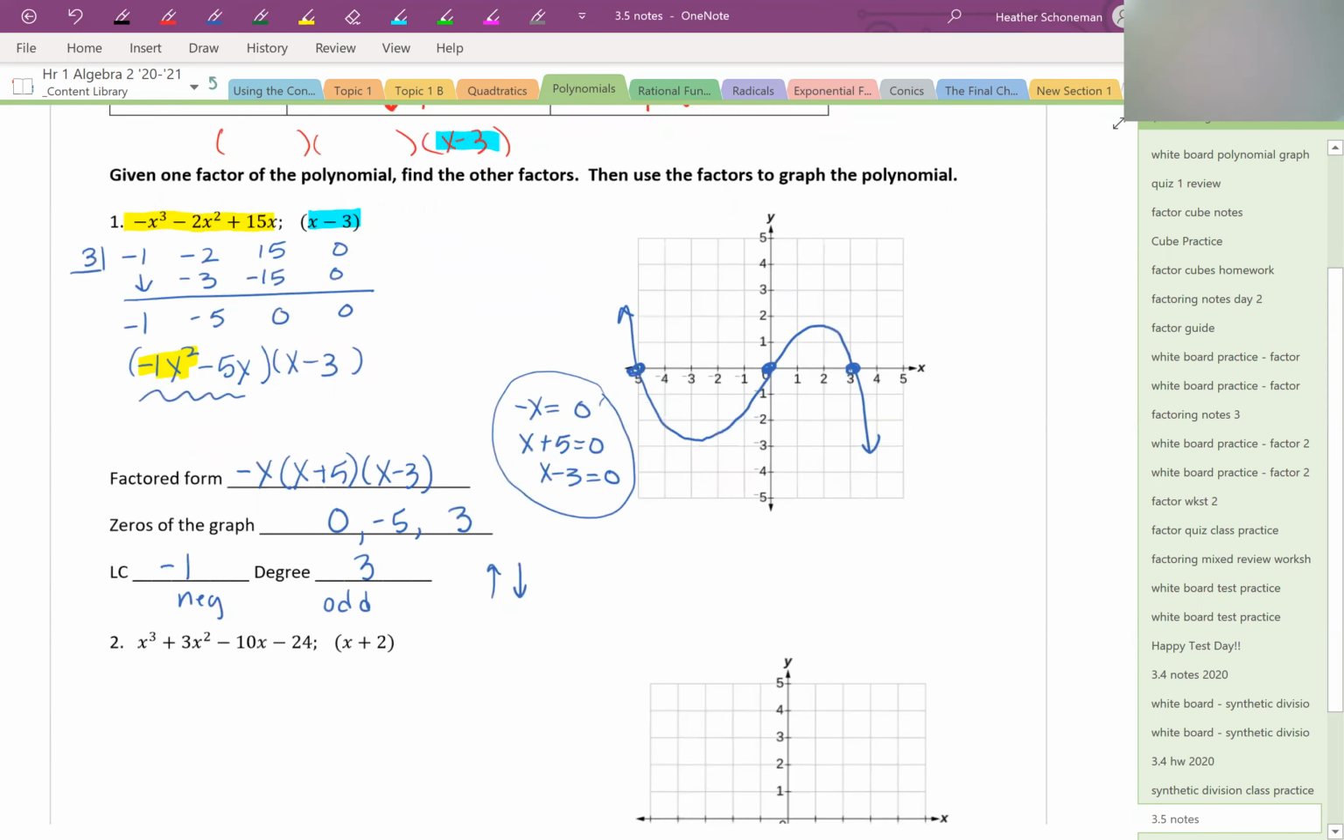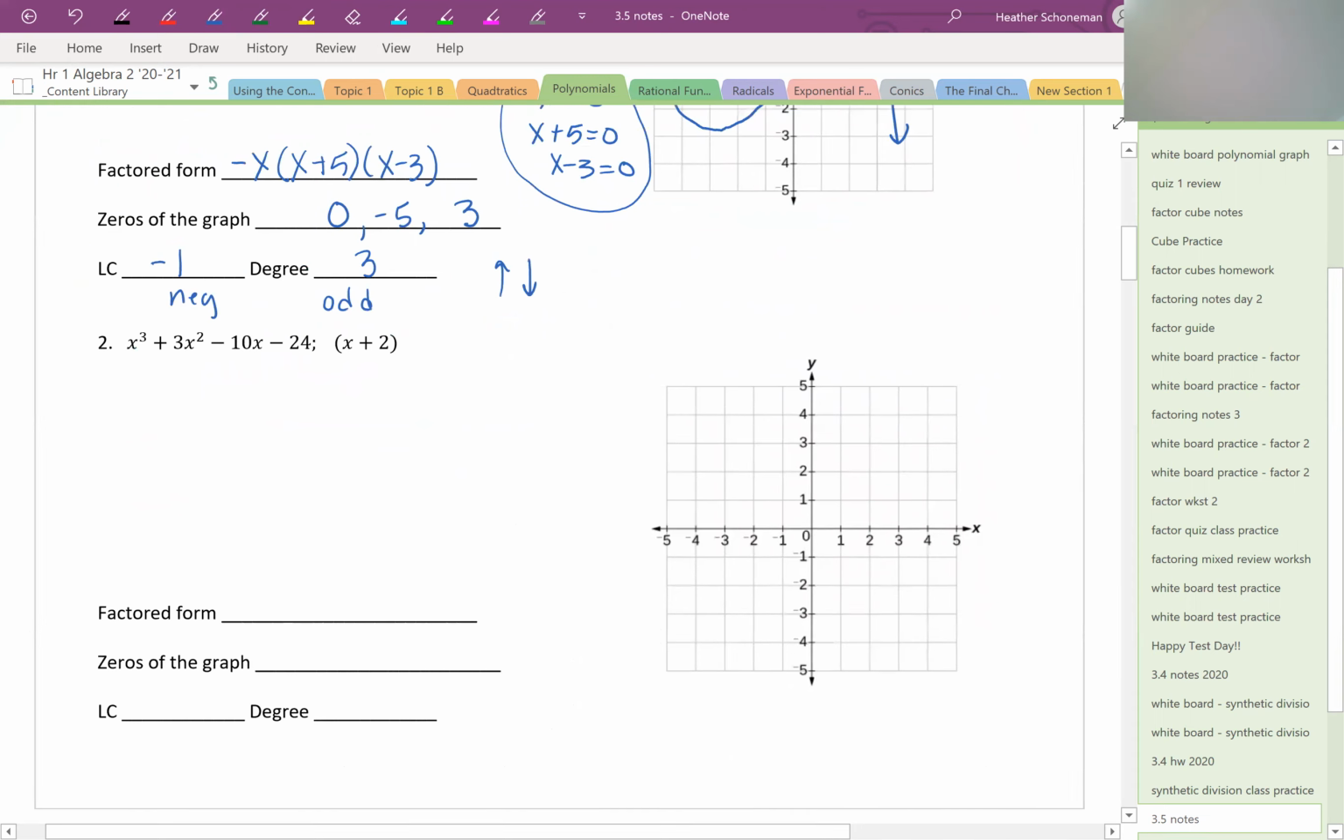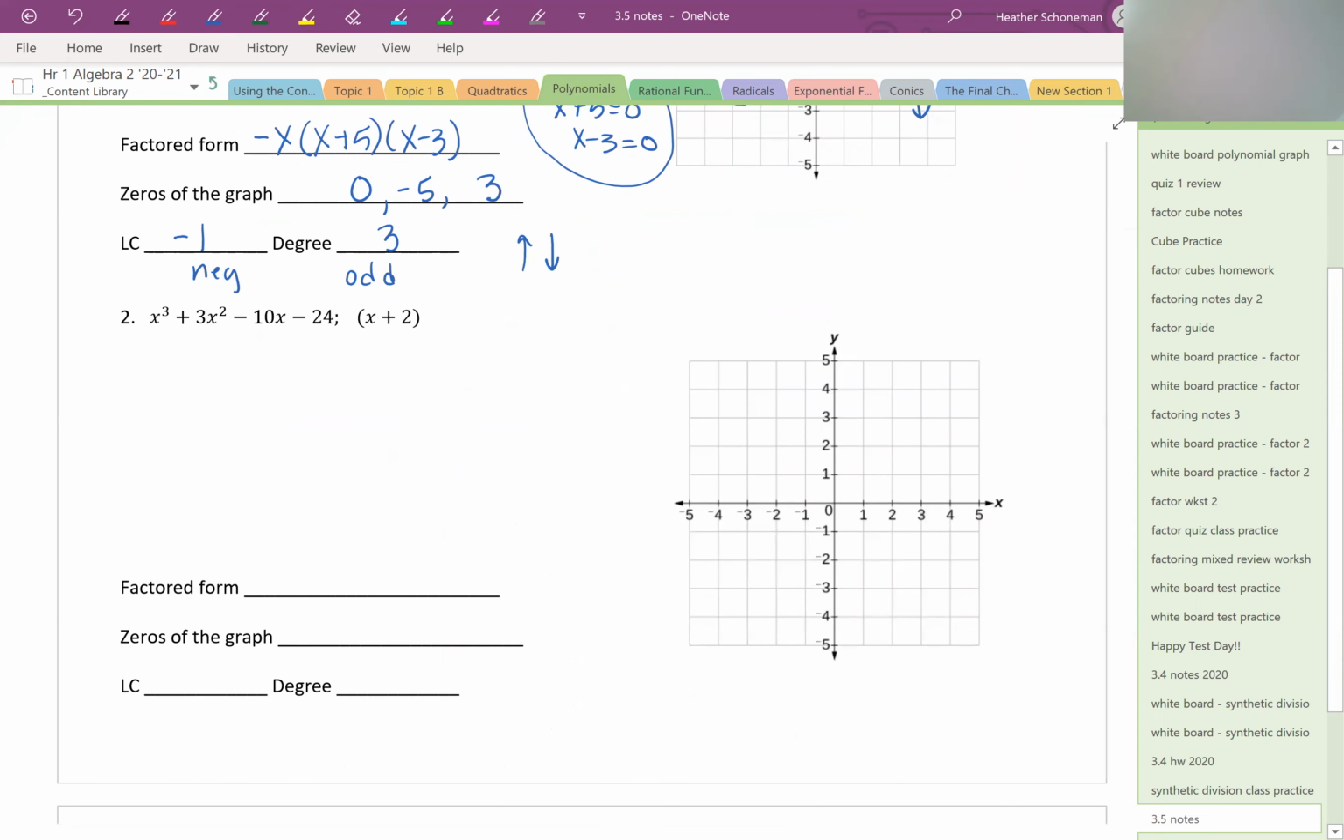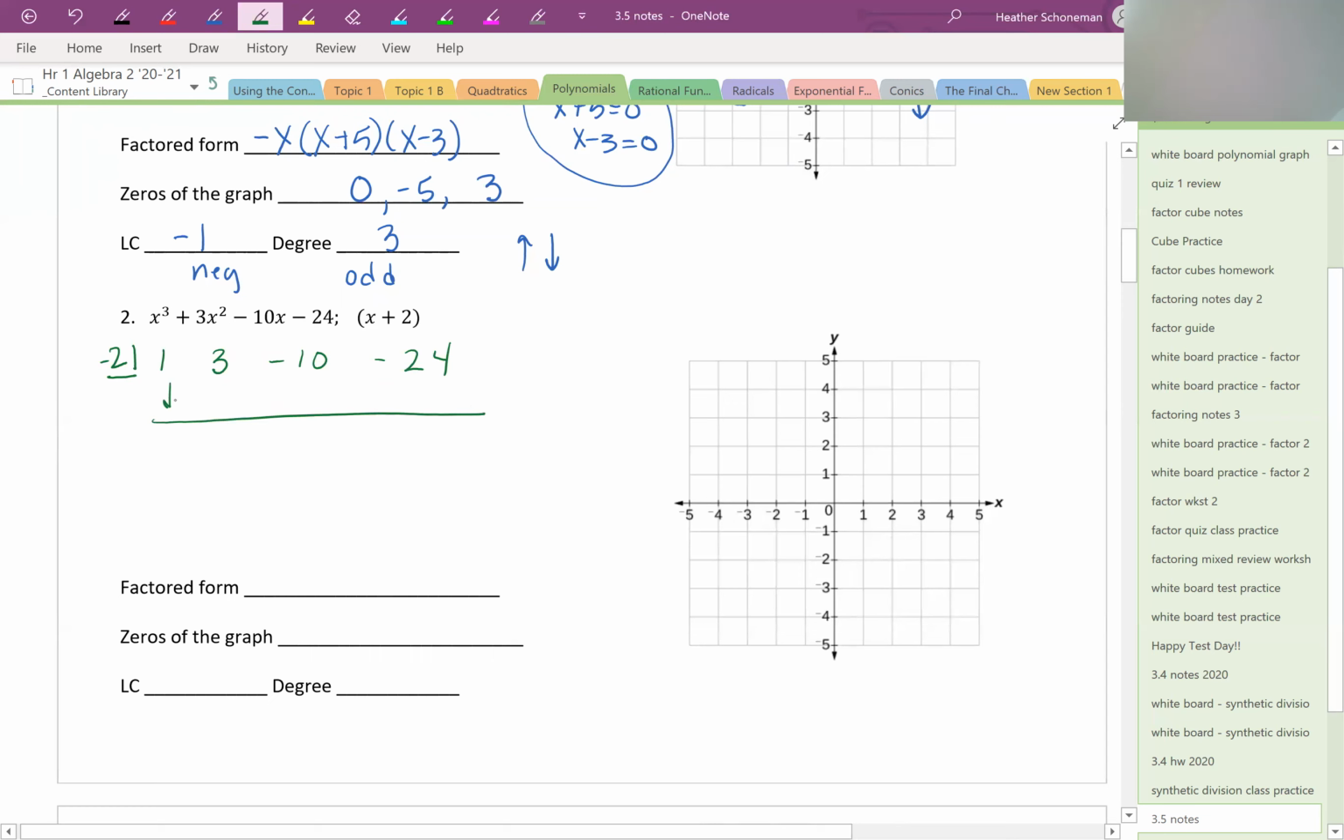All right, let's try this again on the second example. So again, we're trying to write it in factored form, and we know one of the factors is x plus 2. And to figure out the other ones, we're going to do synthetic division. So I'm going to put -2 because I set this equal to 0, and I've got 1, 3, -10, -24. Everything was used, so I don't need any placeholders. Carry my 1 down, multiply, add, multiply, add, multiply, and add.